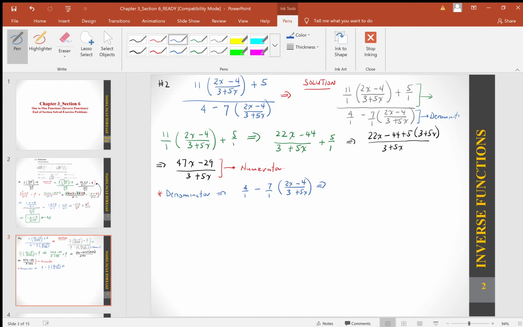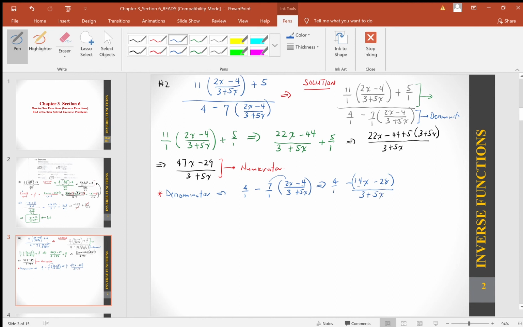So I'm just going to really focus on this. I'm going to say 4 over 1 minus (14x minus 28), and I'm just going to put this in parentheses for now, because 7 times 2x is 14x, and 7 times 4 is negative 28. Okay, and that's all over 3 plus 5x.